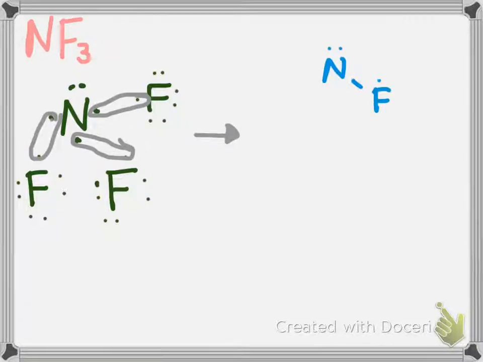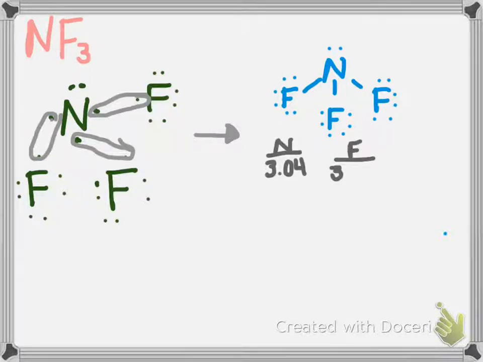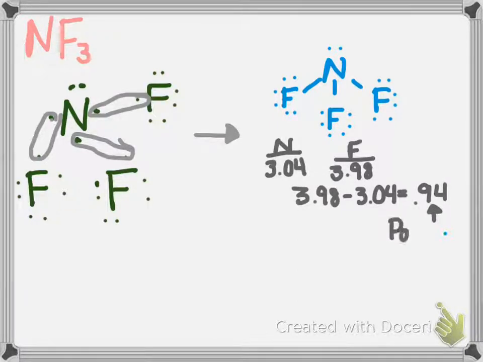And then I make my final structure with all of my leftover valence electrons that were not part of the bond, okay? Make sure you're not drawing the electrons that are part of the bond, okay? Then I need to calculate my electronegativity difference, okay? So I find my electronegativity for nitrogen and my electronegativity for fluorine, okay? So I'm going to put my larger electronegativity first and subtract by my smaller. This results in an electronegativity difference of 0.94, which is larger than 0.4, meaning that it's going to be a polar bond, okay?